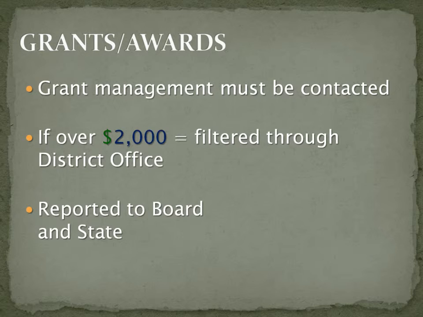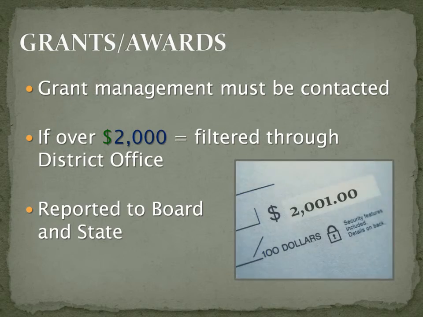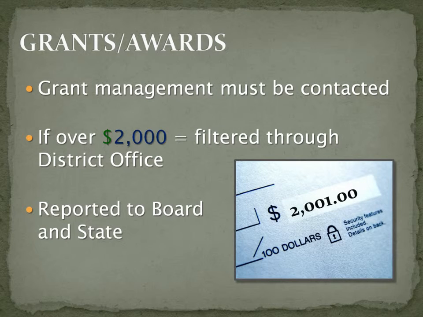What about grants or awards? Grant management must be contacted when a staff member, administrator, or teacher has been awarded a grant on behalf of the school. If a grant is over $2,000, the check must be filtered through district office. Grant management will need to present it to the board, submit a budget adjustment request, and report it to the state. You may also want to refer to the grant management specialist at district office for more information.